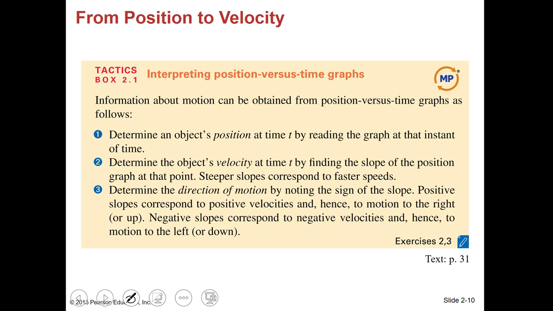Okay, so interpreting position versus time graphs. Whenever you have any kind of graph, the first thing to do is look and see what is being graphed. We'll have position versus time graphs, velocity versus time graphs, acceleration versus time graphs. So the first thing is to note what's actually being graphed. So to determine the velocity from a position versus time graph, you can look at the slope.